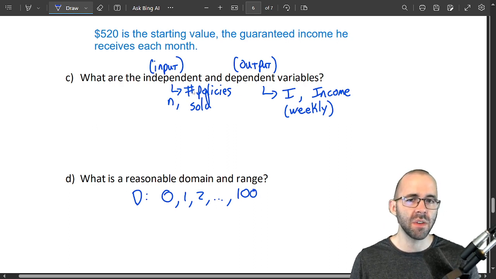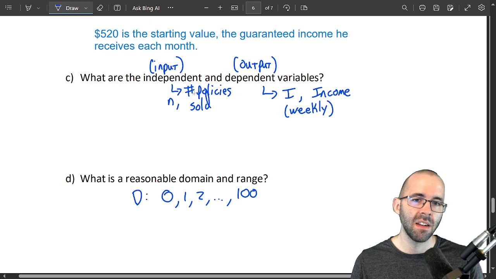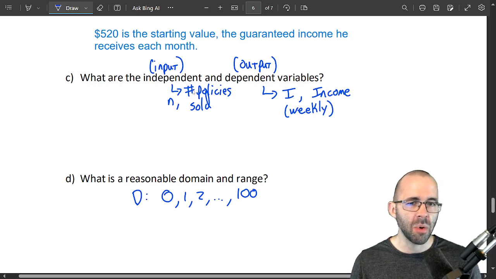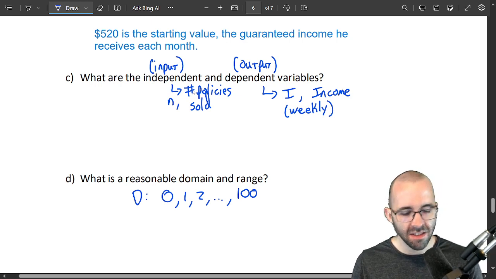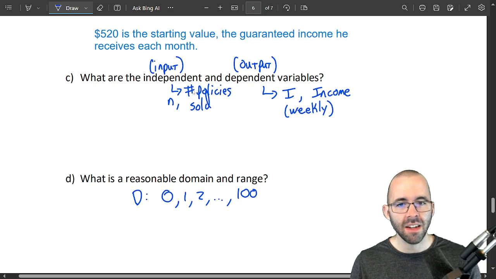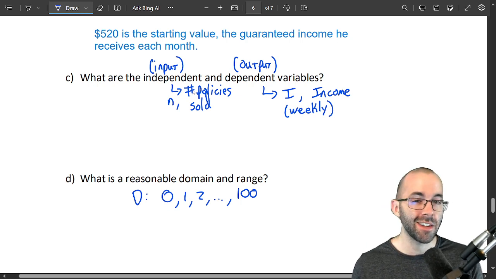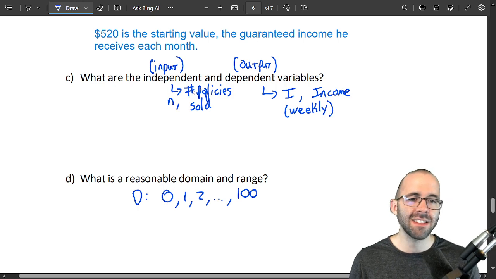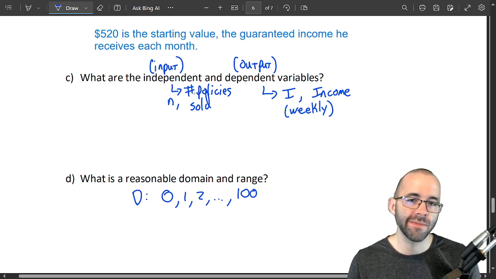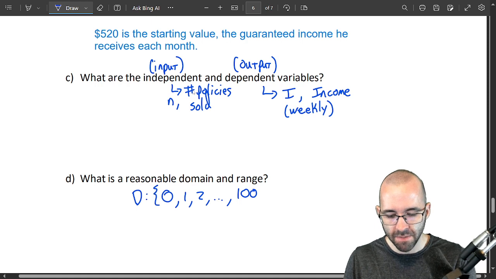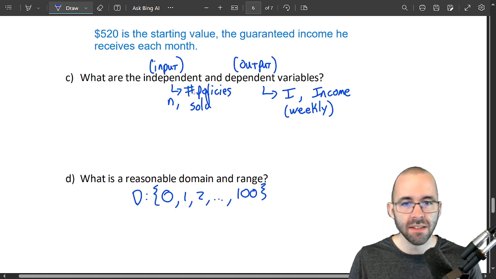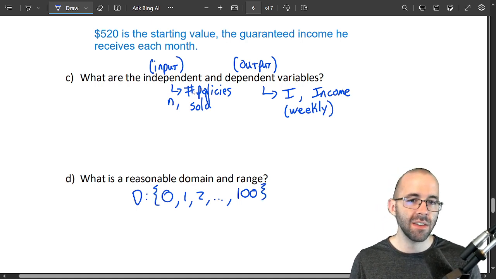Notice I'm not using interval notation. I probably wouldn't dock points if you used interval notation. But it's not everything between 0 and 100. It's only the integers between 0 and 100. Right? He can't sell 2.5 insurance policies. And again, I'm not grading based on these brackets, but technically they should be there.